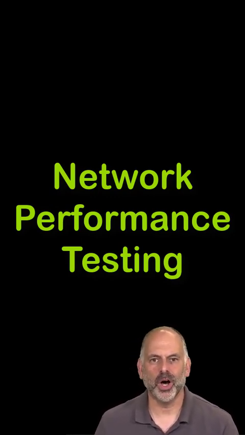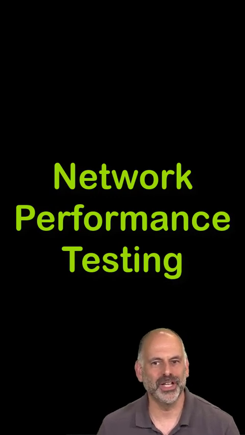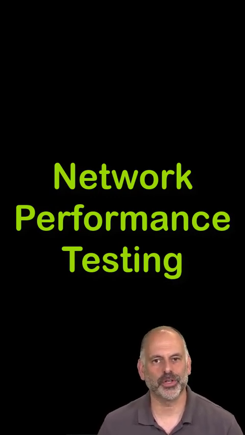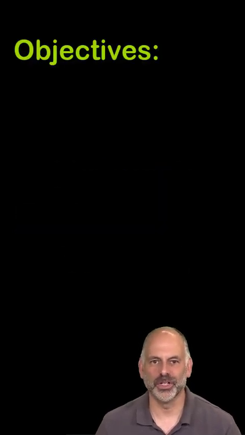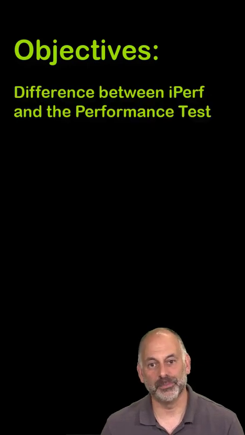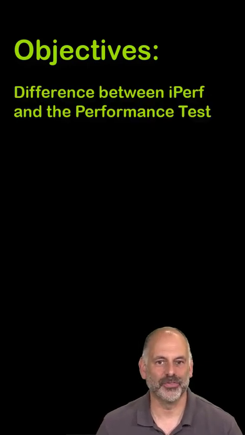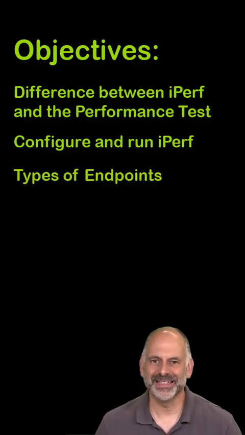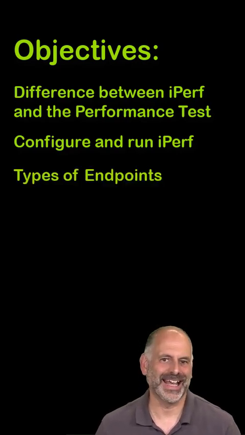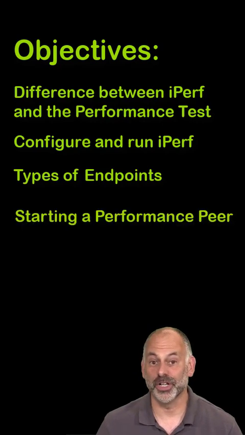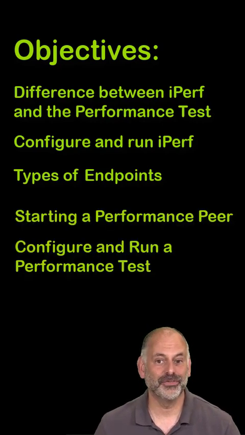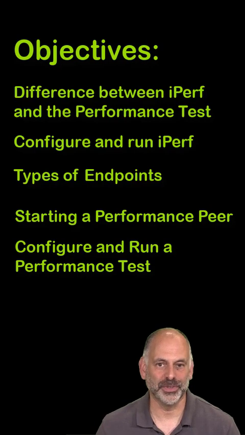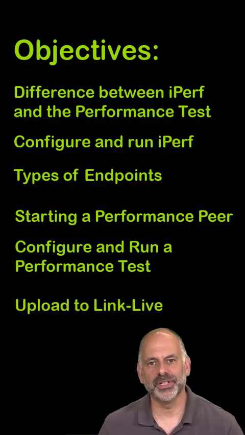In this video, I'll go through how the EtherScope nXG can be used to measure network throughput using iPerf and the NetAlly performance test. The topics covered in this video will include the difference between an iPerf test and a NetAlly performance test, how to configure and run an iPerf test, the types of endpoints supported by the NetAlly performance test, starting a performance peer, how to configure and run a NetAlly performance test, and lastly, uploading the test results to Link Live.